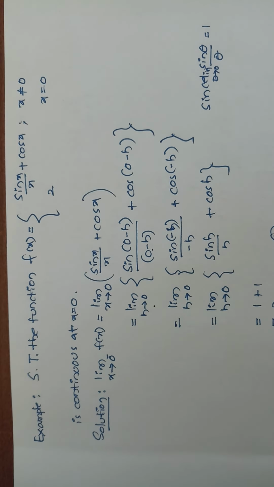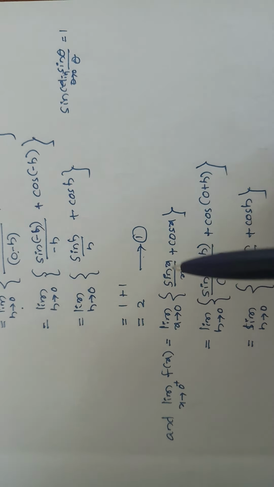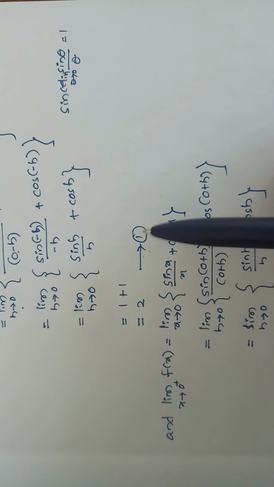Limit theta tends to 0 of sin theta by theta is 1. So limit h tends to 0 of sin h by h is 1. And you know the limit h tends to 0 of cos h, cos 0, is 1. So 1 plus 1 is 2. So this is the left hand limit of the function, and I take it as equation number 1.